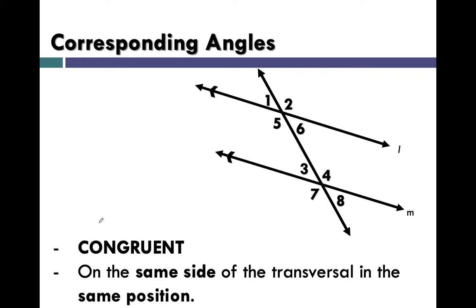What we mean by in the same position is that they are angles like angles 1 and 3. So if you notice, they are both on the same side of the transversal. They're both on this left side of the transversal, and they are both in the same position. So angle 1 is kind of on the top left of these 4 angles, and angle 3 is also in the top left position down here in these 4 angles. So those are what we call corresponding angles. They're the same measurement, and they are on the same side of the transversal in the same position.